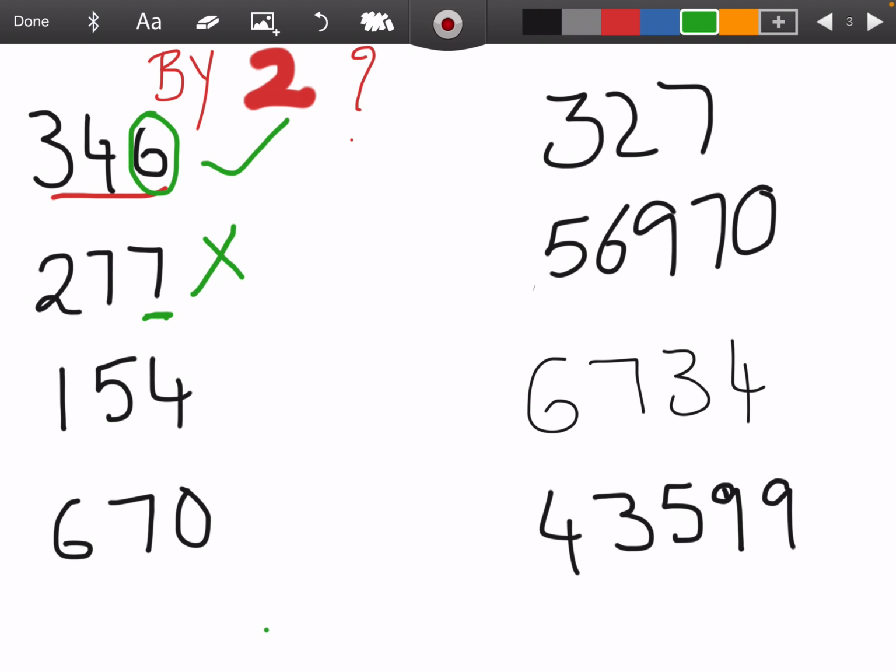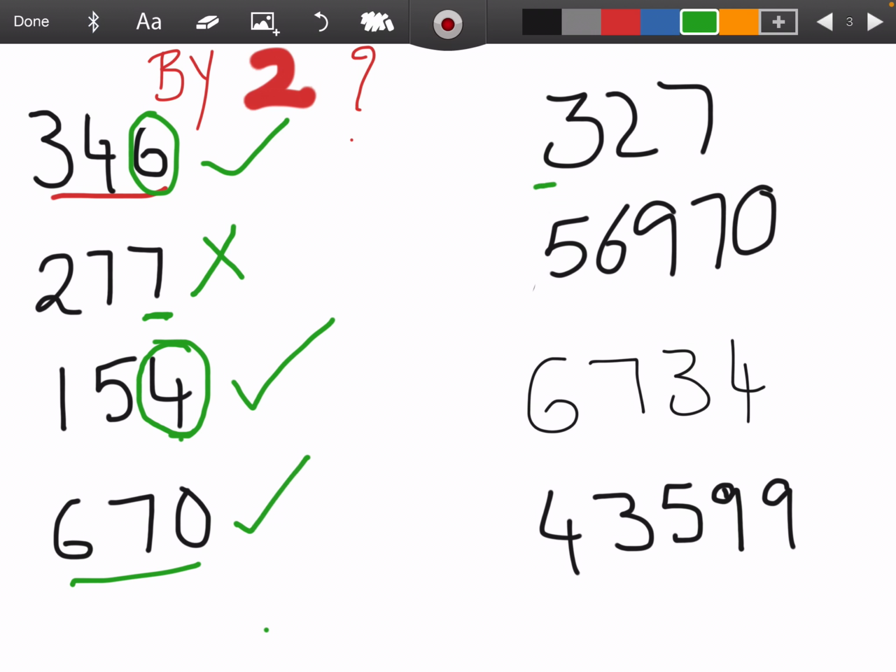Our rule is the last digit, or the digit in the ones place, should be either 0, 2, 4, 6 or 8. The number in the ones place is 4, so 154 is divisible by 2. Let's take the next example, 670. 0 is in the ones place, and if you have 0 in the ones place, then the whole number is divisible by 2. So 670 is divisible by 2.